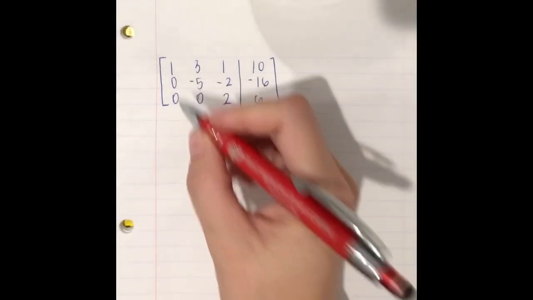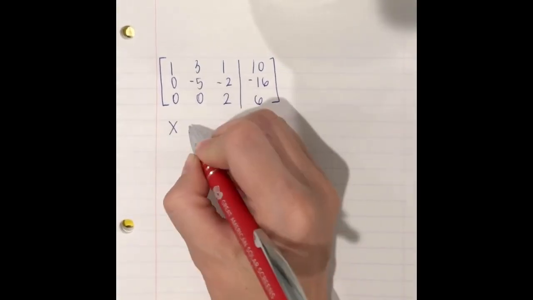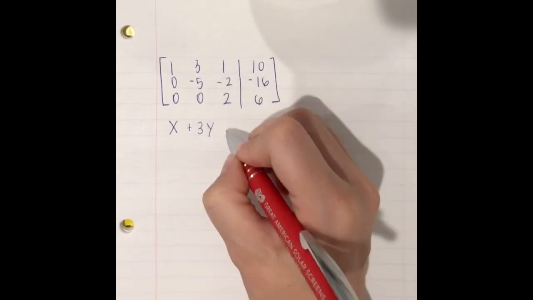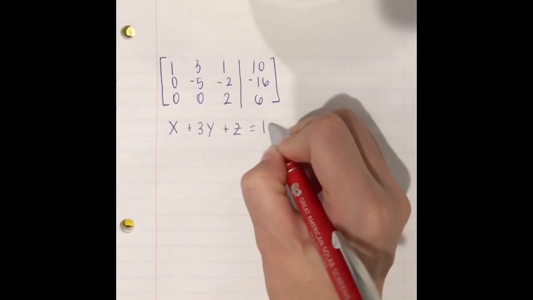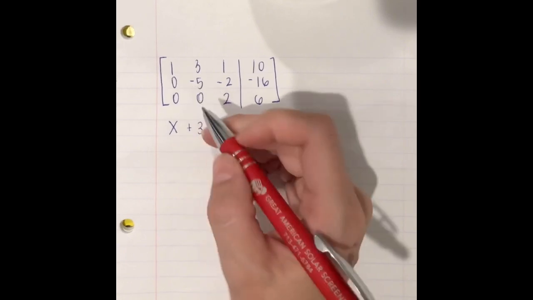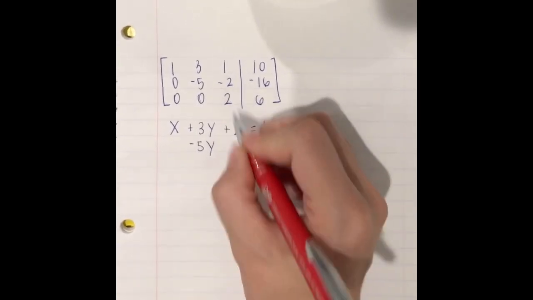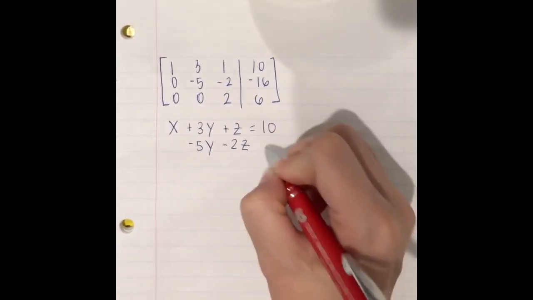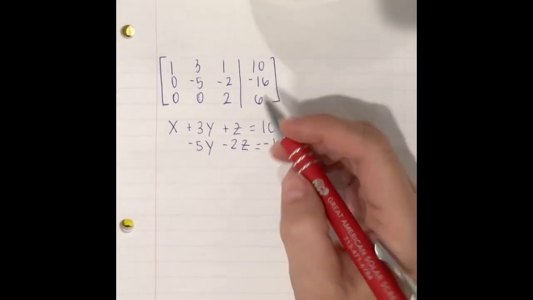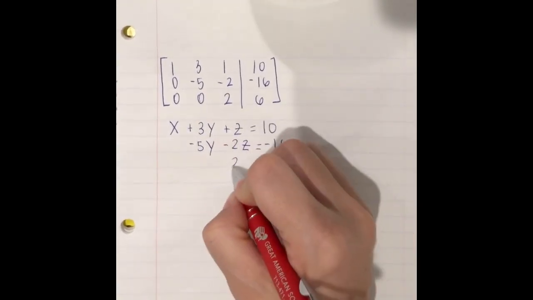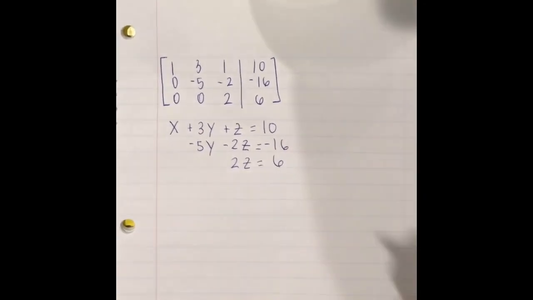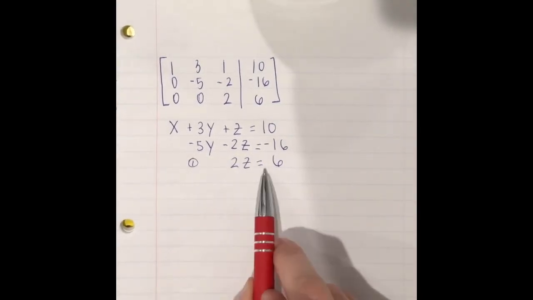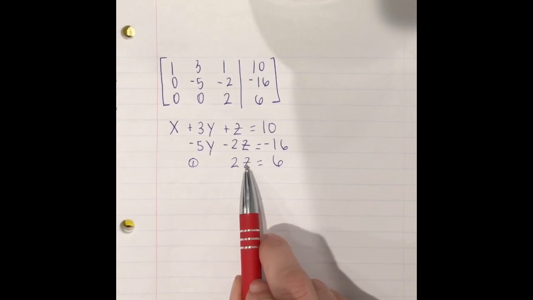Okay, so if I were to transform a matrix to a system, I can see that I have 1x, 3 y's, 1 z equals 10. I have 0 x's, negative 5 y's, negative 2 z's equals negative 16. No x's, no y's, I have 2 z's equals 6. Okay, so from there we're going to start with this bottom equation first because there only is one variable in this equation, z's. So we can easily figure out what z is.